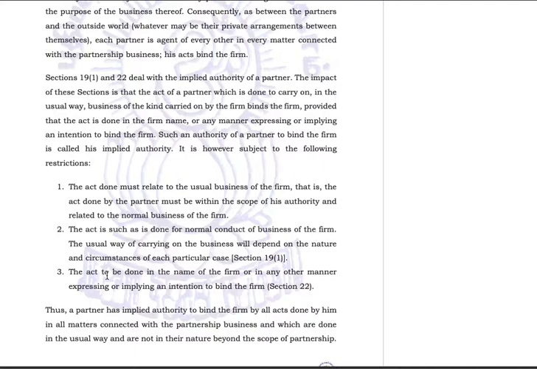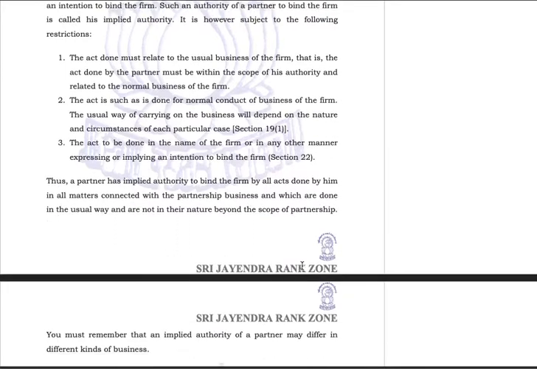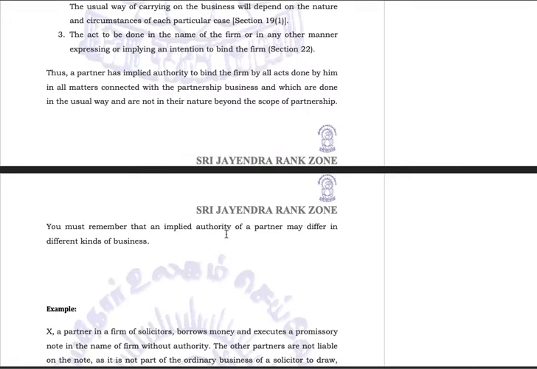The act must be done in the name of the firm or in any other manner expressing or implying an intention to bind the firm. So when the firm is of sugar and he is also doing sugar business with an intention to bind the firm, then the firm will be bound. Thus, a partner has implied authority to bind the firm by all acts done by him in all matters connected with the partnership business, which are done in the usual way and are not in their nature beyond the scope of partnership. You must remember that the implied authority of a partner may differ in different kinds of business.